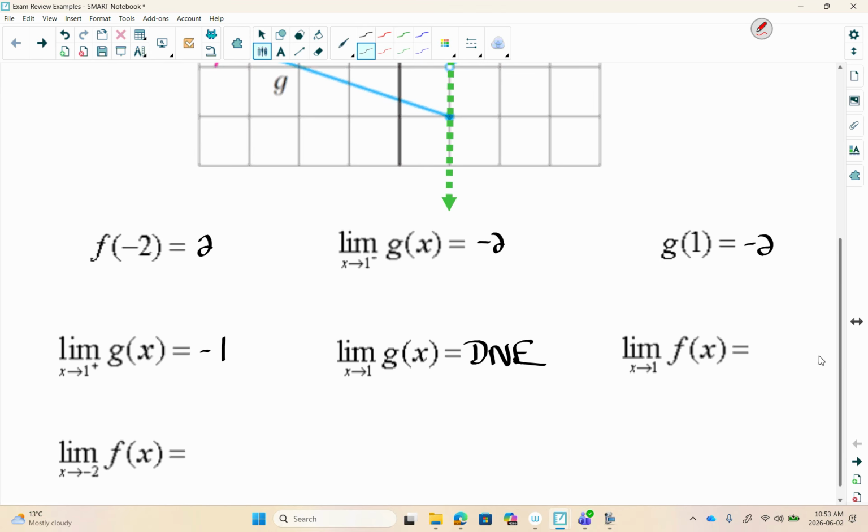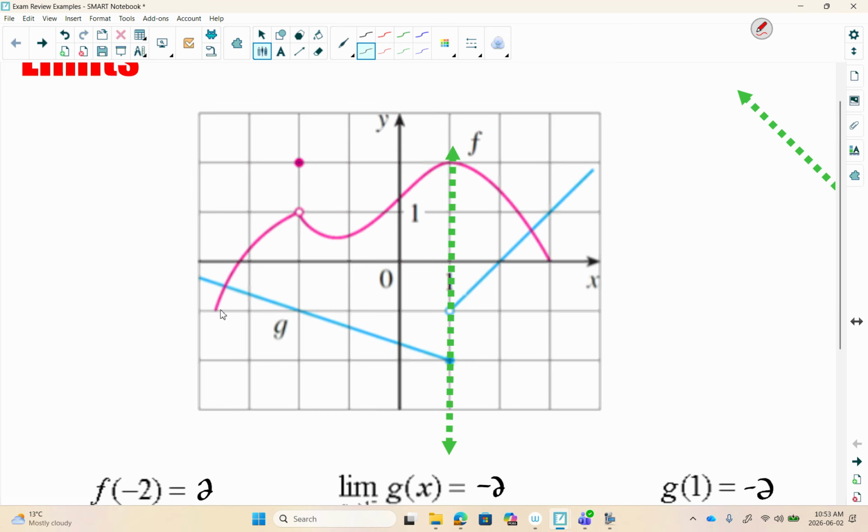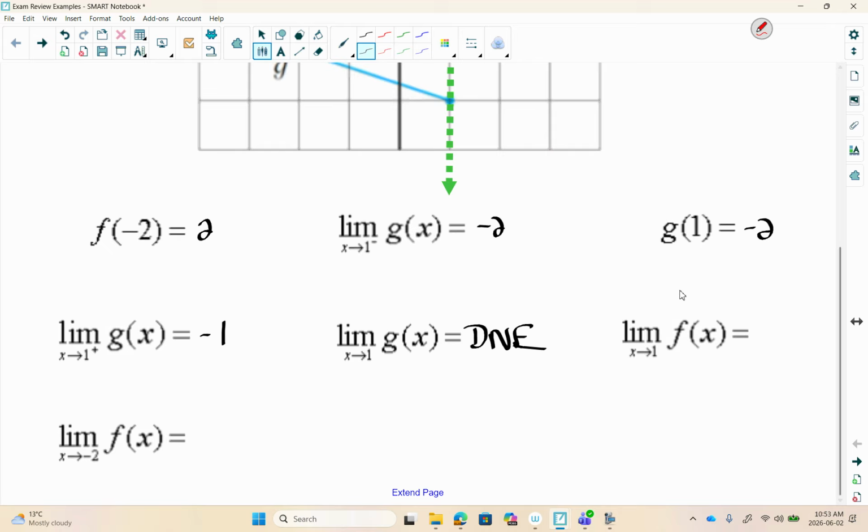The limit as x approaches 1 of f of x. I don't have to move my straight edge. I just have to check from the left. On the pink curve, I arrive at a height of 2. And from the right, I arrive at a height of 2 as well. Therefore, the limit exists, and it equals 2.